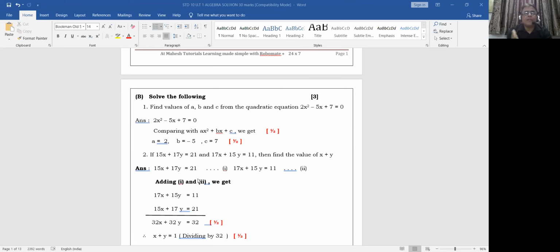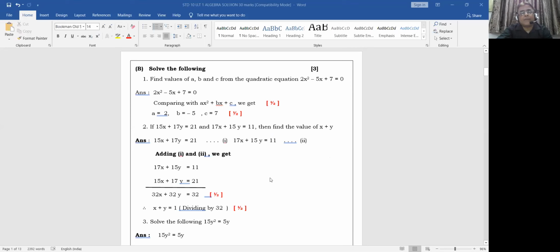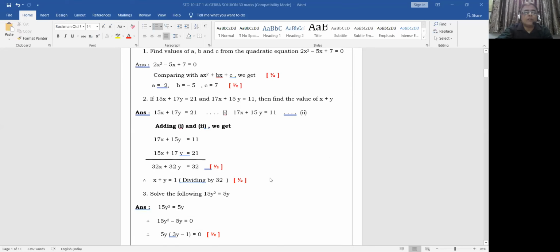Or if you have taken 32 common and then you have shifted 32 to the right hand side, 32 upon 32 is 1. Okay, if you have solved entire one, you got the value of x, you got the value of y, and then you have added, don't give any marks. No marks will be given for that. We don't have to solve. We just have to find the value of x plus y.